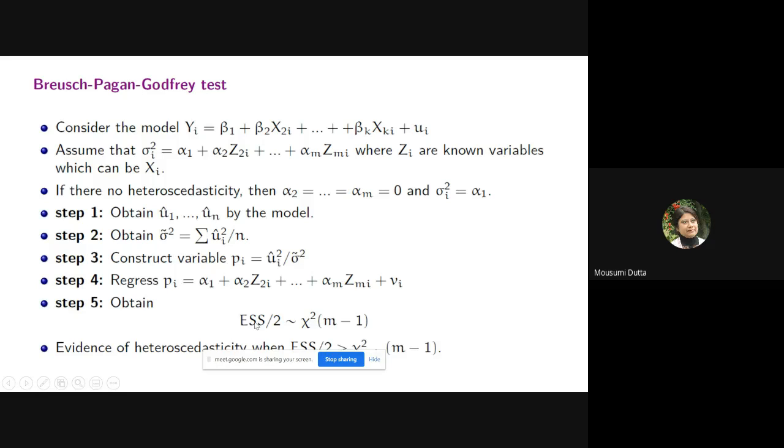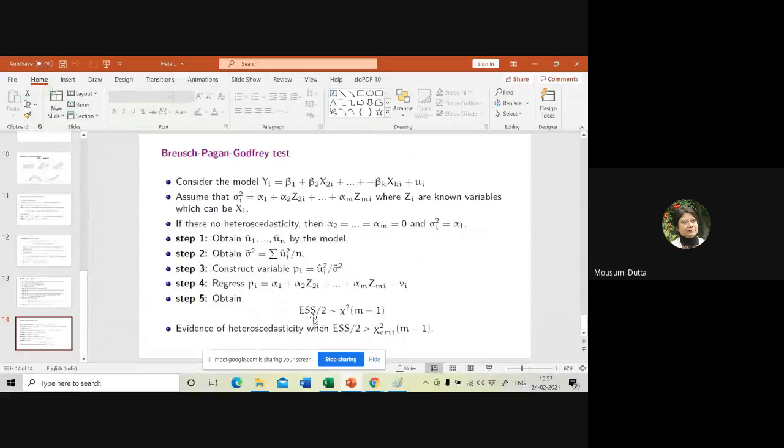Once we run this regression, on the basis of this regression we will consider ESS by 2, not RSS, ESS by 2. ESS by 2 will follow chi-square with m minus 1 degrees of freedom. If there are k number of parameters, it will be k minus 1, if you consider the same set of X. If you consider a subset, the degrees of freedom are given by the number of parameters to be estimated minus 1.